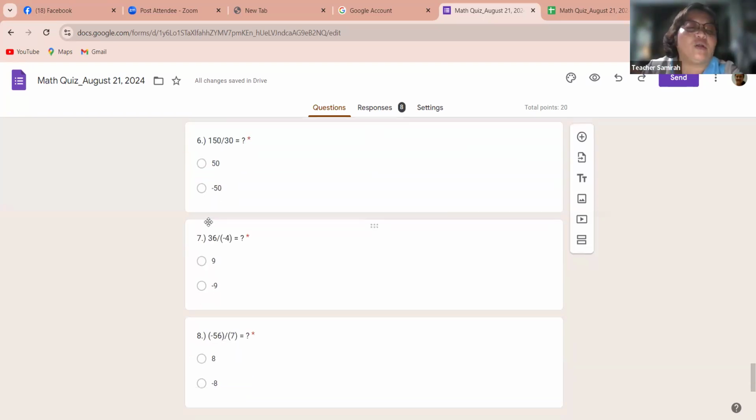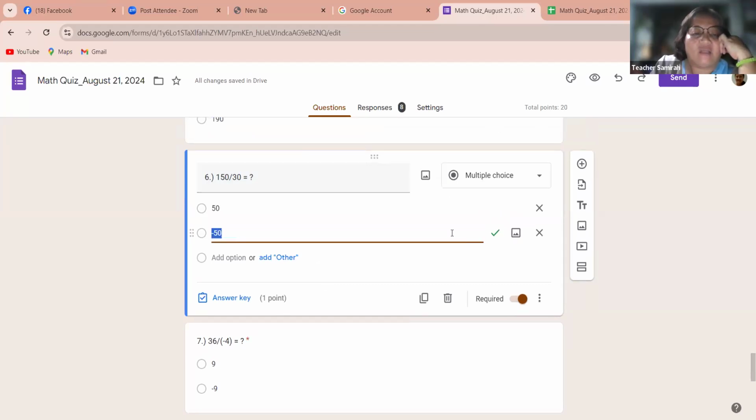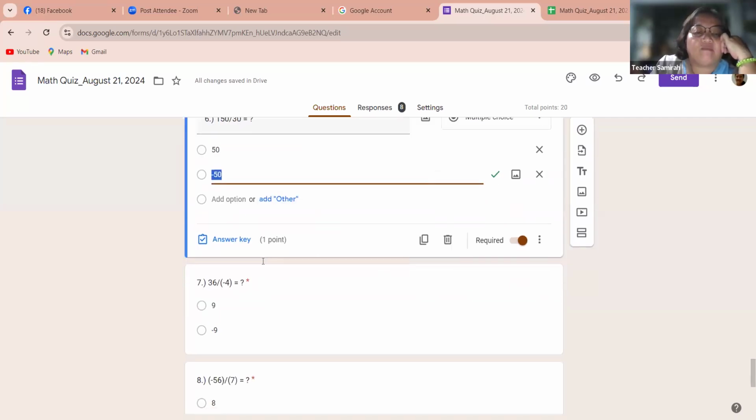Okay, number 6. 150 divided by 30. Take note, the two integers have the same sign. They are both positive. So what will be our answer? Will it be positive 50 or negative 50? Positive 50. Very good. Okay, so I must have mistaken. The answer will be positive 50.